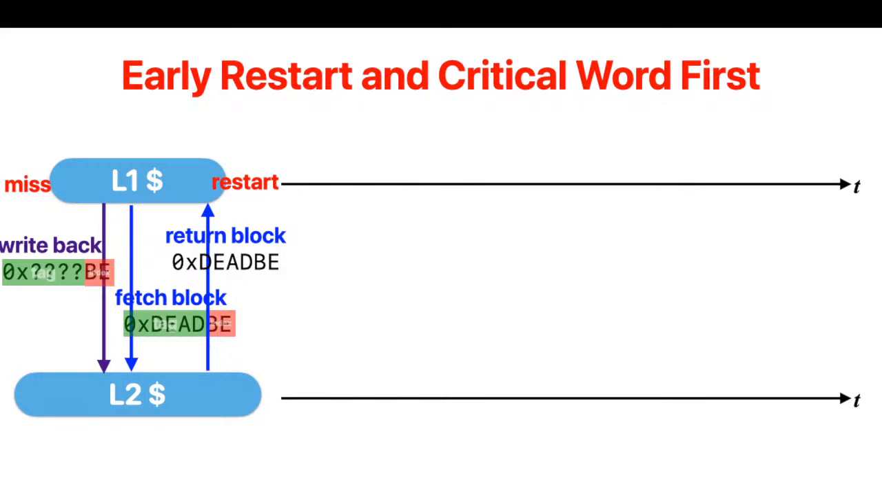So a hardware optimization is this: early restart and critical word first. I'm talking about the concept of this, not the hardware implementation of this. The concept of this is trivial. However, the hardware implementation is way more complicated than you can imagine.